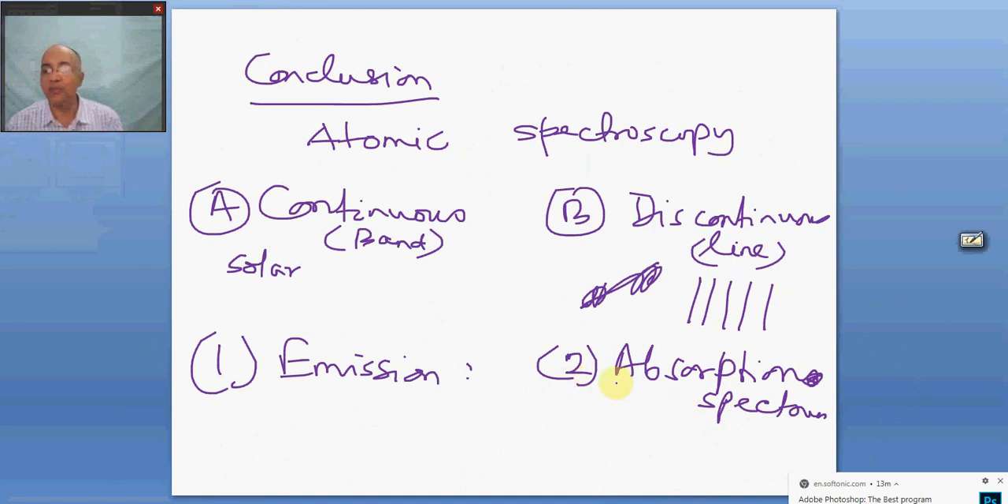So when you take the help of a continuous light spectrum, allow it to fall on an element in the vapor state, in the cold state, and then analyze the residual light, you will find all the continuous pattern except those particular lines at which absorption has occurred. So that will give you the knowledge about the identity of that element.